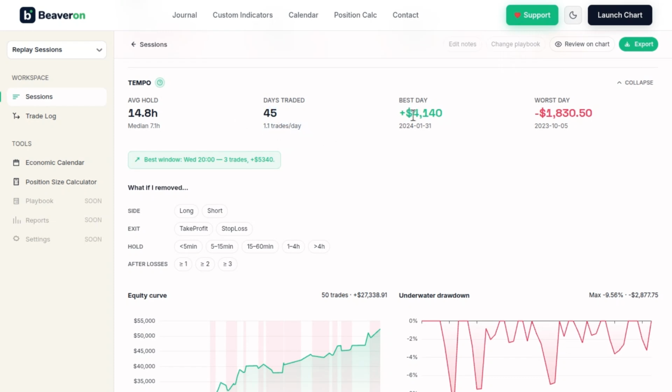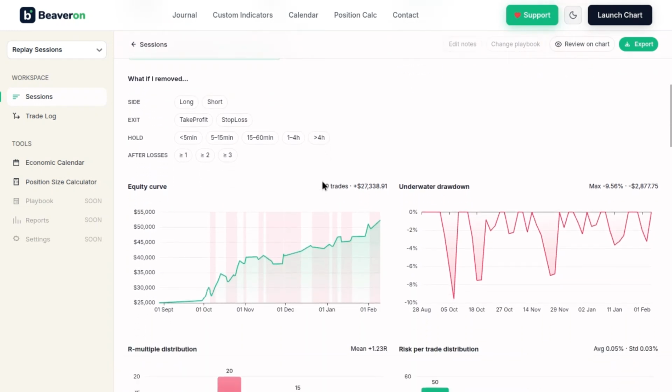Our best day, again, $4,140. Worst day, same thing as before, $1,830.50. So I guess our best trading window is Wednesday. I guess around, that would be Asia session. 3 trades, plus $5,340. Now this is just a thing that you can click on the side, like this is what if I removed, and then you can click these different things and see what it would be if you removed these different things.